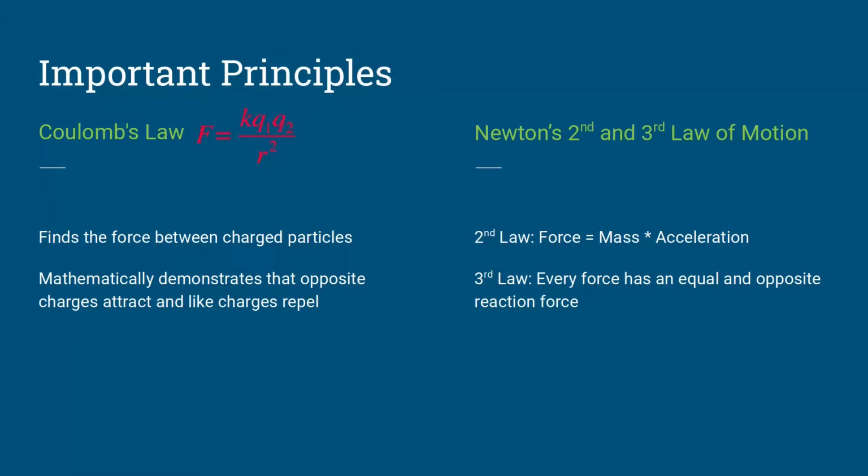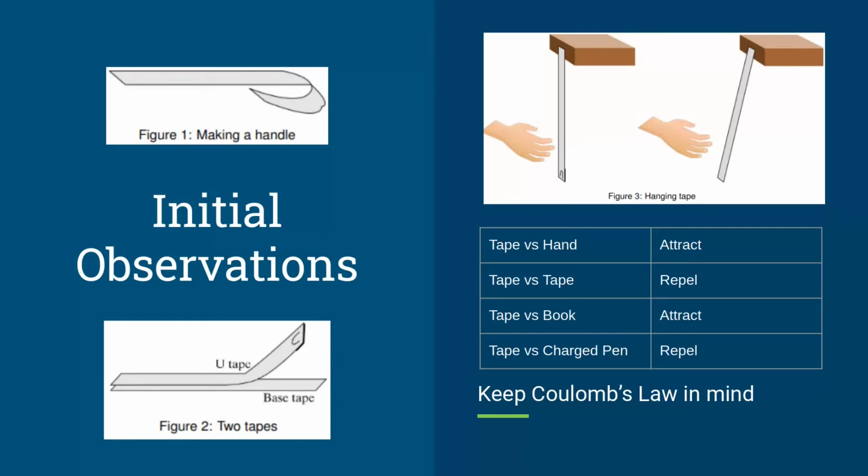To the left is Coulomb's law, which quantifies a force between charged particles, as well as mathematically demonstrates that opposite charges attract while like charges repel. Next, we have Newton's second and third law of motion, which helps calculate a force value given mass and acceleration, and states that every force has an opposite force equal in magnitude and opposite in direction. Some other principles include an object's inability to exert a force onto itself, and charges not able to be created or destroyed, only transferred. Upon completing the procedure of charging the tape, I began with the initial physical experiments.